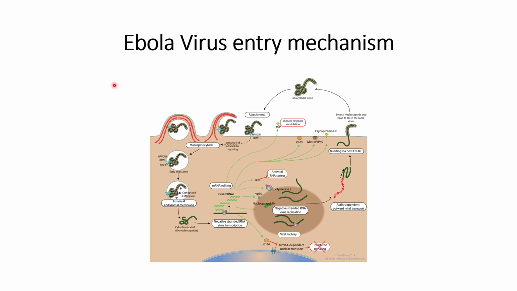In this video, we will discuss the virus mechanism of Ebola virus. Let us start from here. That is the extracellular variant, which comes from the exterior environment. In order to attach and enter the cells, it has the receptor HAVCR1, commonly known as TIM1. With the help of this, it is able to undergo endocytosis.